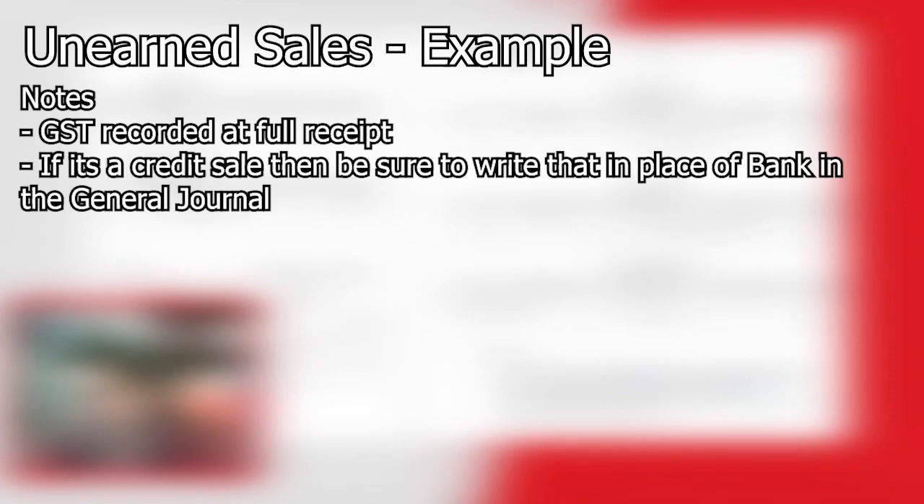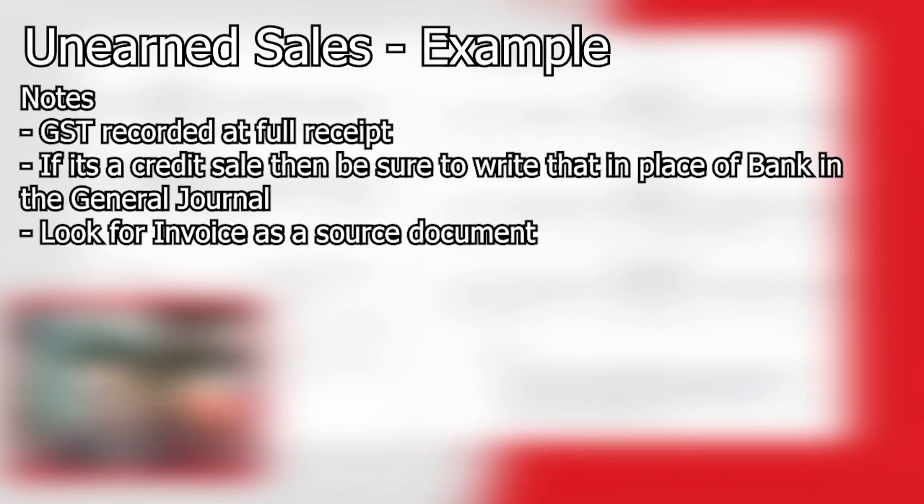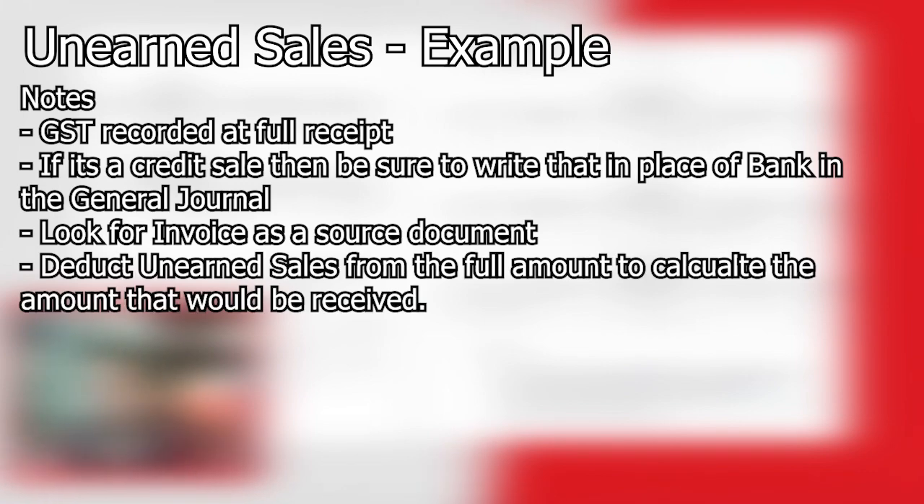If the customer will pay the balance after the inventory has been delivered, then bank again will be accounts receivable, and this is denoted by an invoice source document indicating a credit sale. And just remember to deduct the total from unearned sales. At the point of sale, the unearned sales will become 0. And that's what we evidence there. Unearned sales becoming 0.